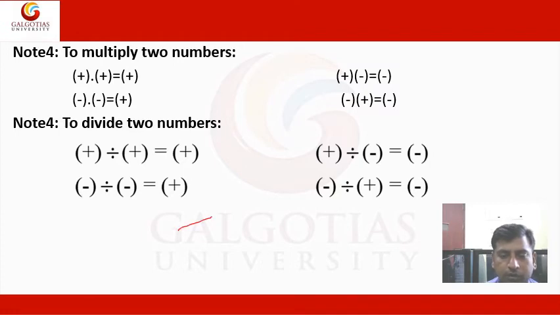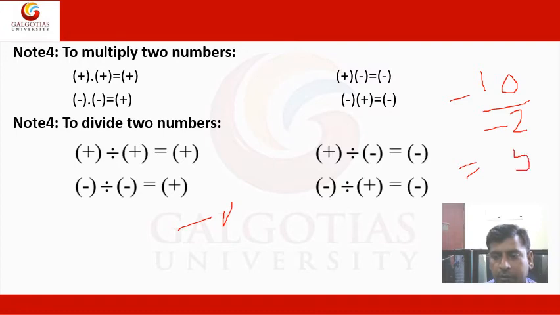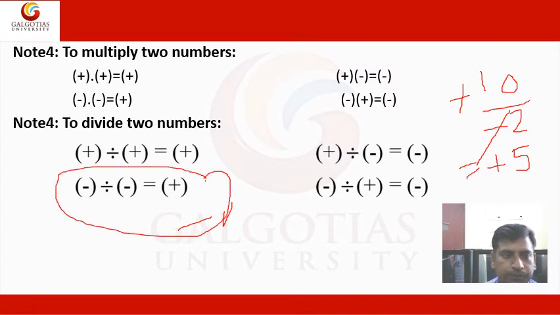Sorry, for example, I am taking minus 10 upon minus 2. So here my result will be 5, 10 divided by 2, and I will cancel out minus by minus, so the sign will be plus. So when both signs are negative in division, then the result will be positive.